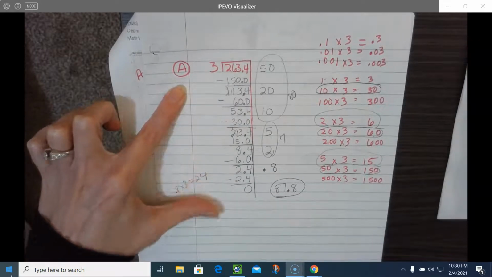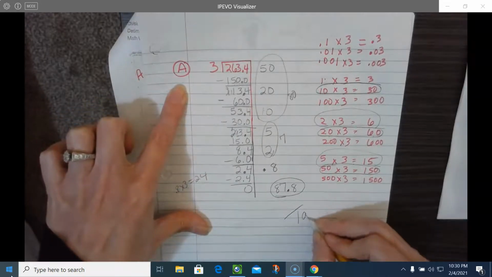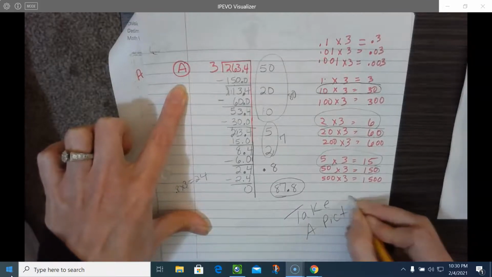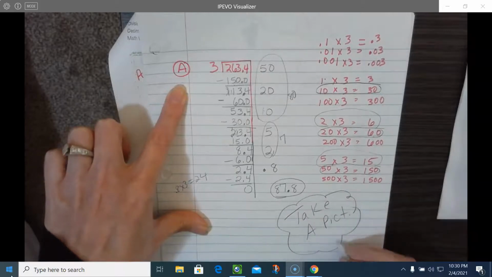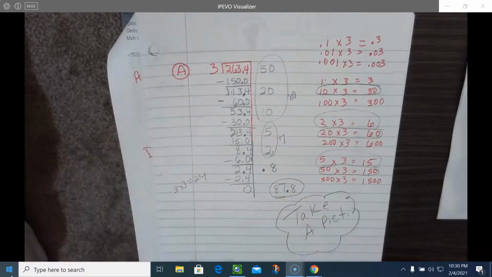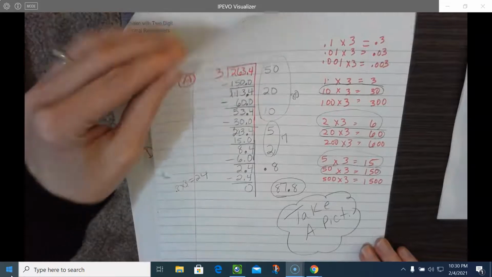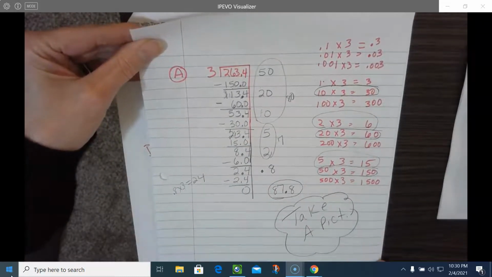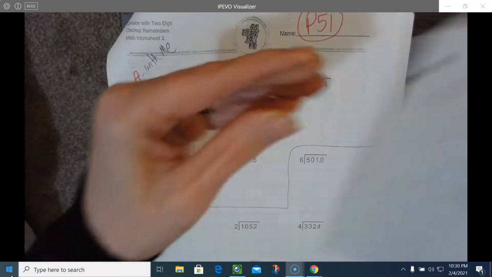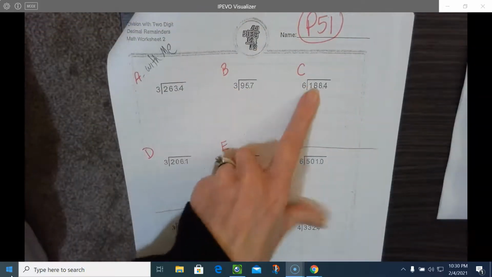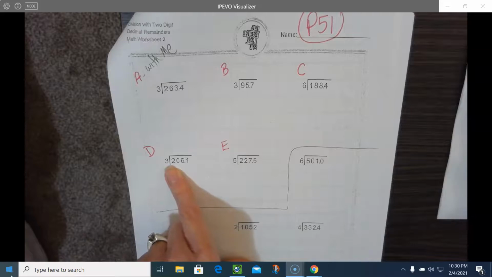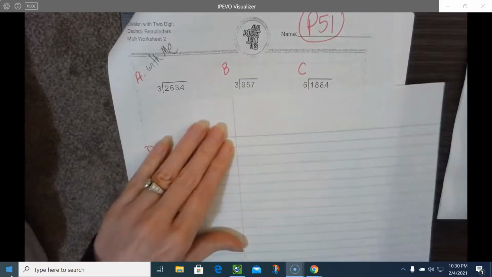I'm going to ask you to take a picture of problem A on your next slide in Seesaw. So you will take a picture of problem A, but before you leave the video, I would like to get some of these other problems set up on your scratch paper. Okay, so I'm going to put this one off to the side, and we're going to get problems B, C, and D set up using your paper.